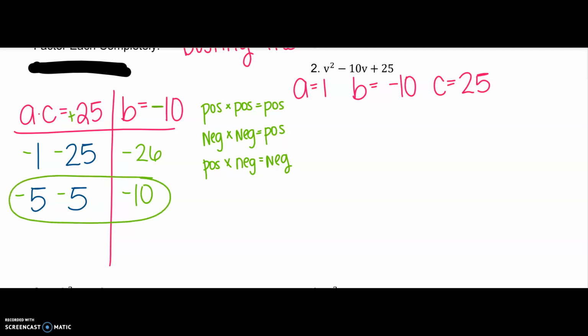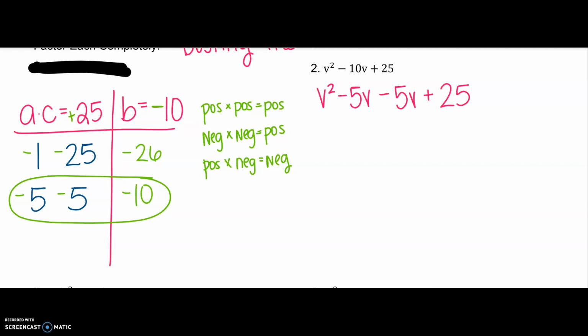This now gives us the correct numbers that we needed to make our statement true. Our A times C is true and our B value is true. So now I'm going to rewrite my problem. Instead of having V squared minus 10V plus 25, we're breaking up that B value, or the negative 10, to negative 5V and negative 5V, because when those are combined, again, it goes back to equal negative 10. I've not changed the integrity of the problem. I've just made it to where we can work with it better.